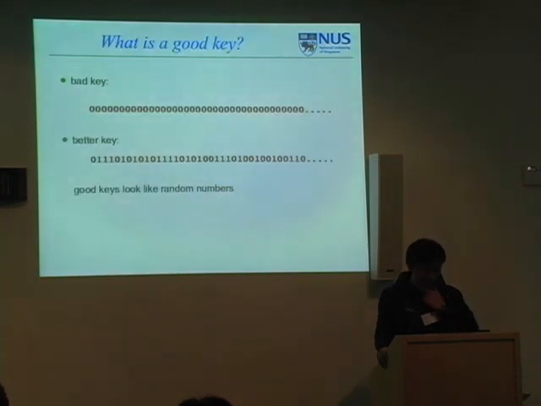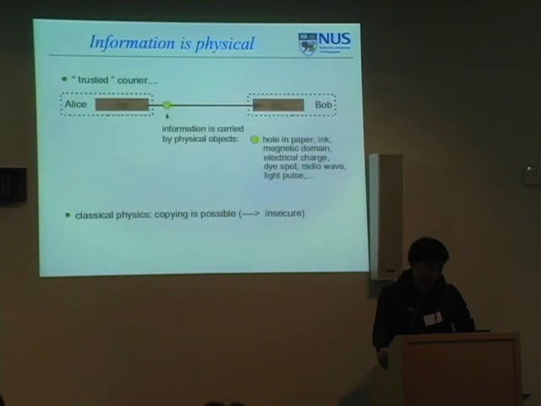Now, that's a quick reminder of what is a good key. A bad key is of course something which is always the same, and a better key is something which looks slightly more random. Now it turns out that, again using the principles of physics, you can get pretty random outcomes which can form your random key. Okay, so how do we do this?